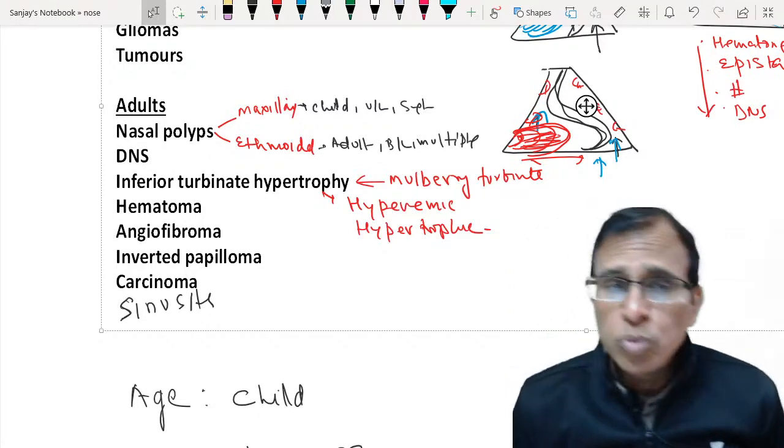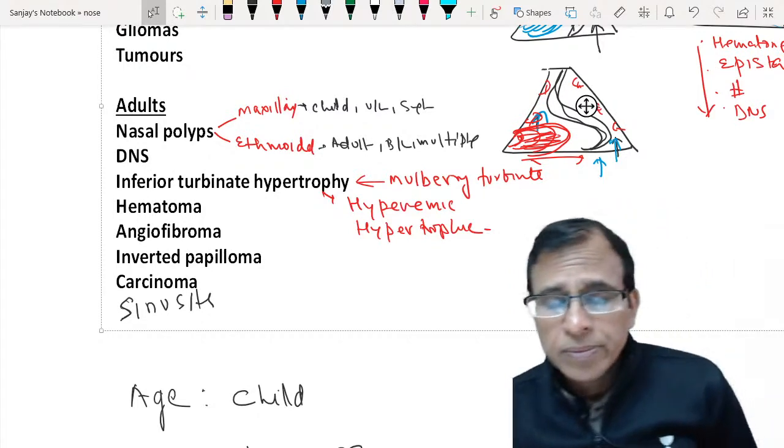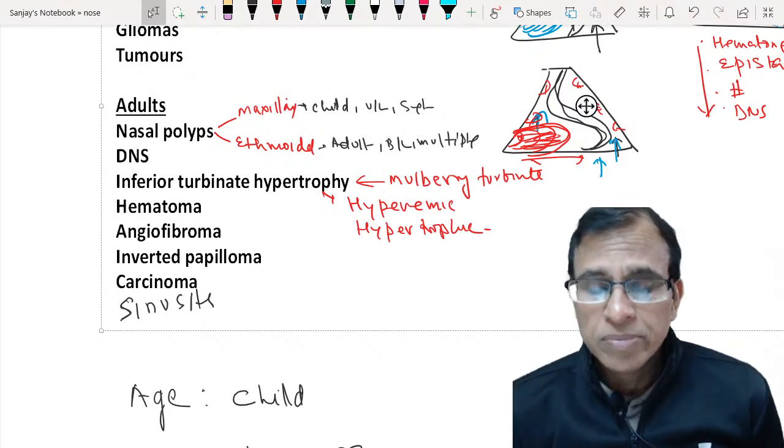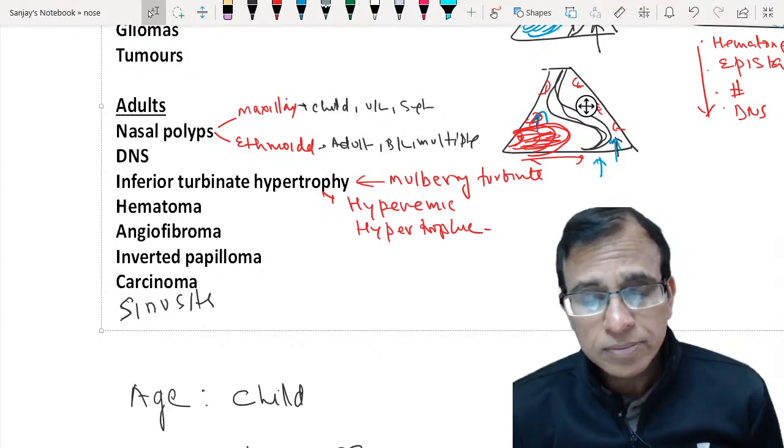So a young boy with nasal bleeding, cheek swelling, things like that, and there are some signs, Antral sign, Holman-Miller sign, all those things. You have to be mindful of all those things.